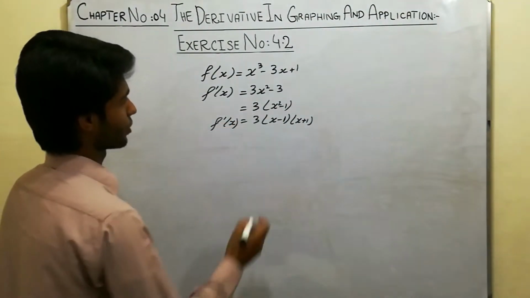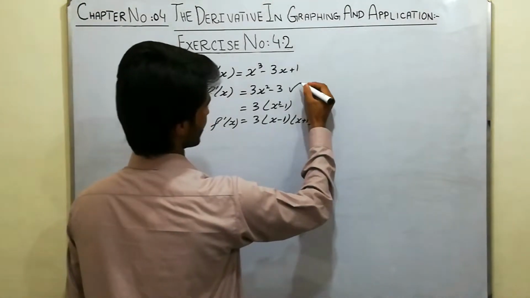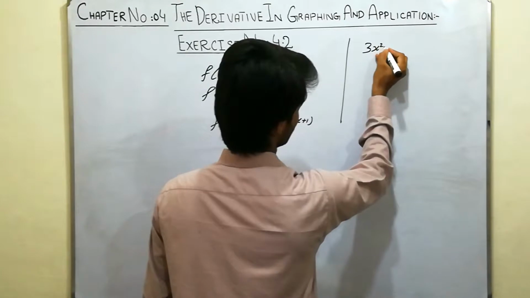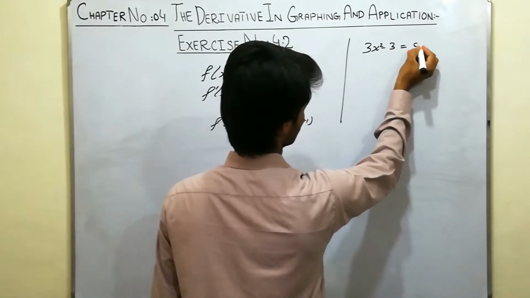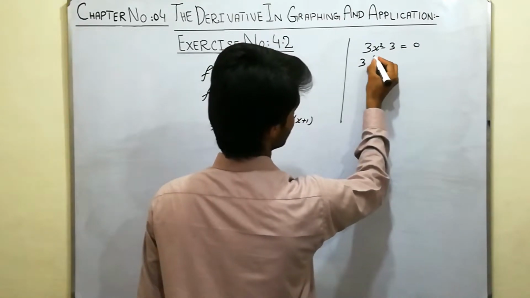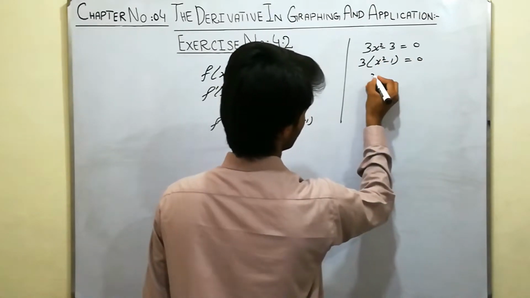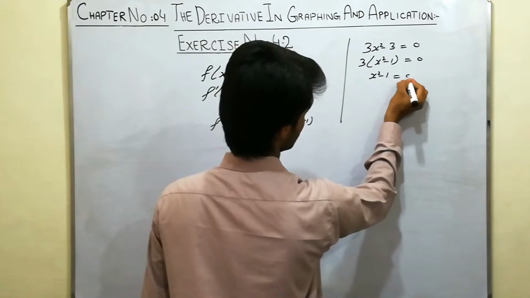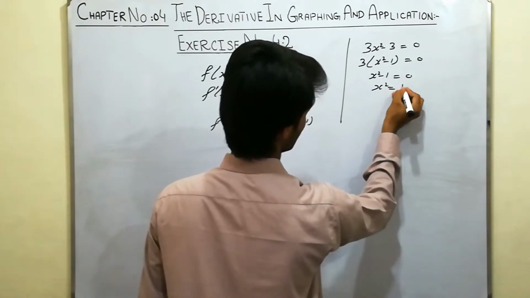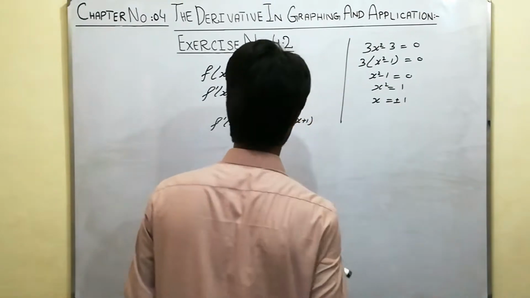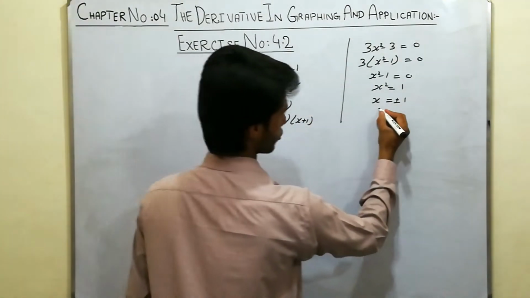For critical points, we put f derivative x is equal to 0. Let's suppose 3x square minus 3 is equal to 0. So take 3 common, x square minus 1 is equal to 0, and x square is equal to 1. So we have x is equal to plus minus 1. These are the critical points.